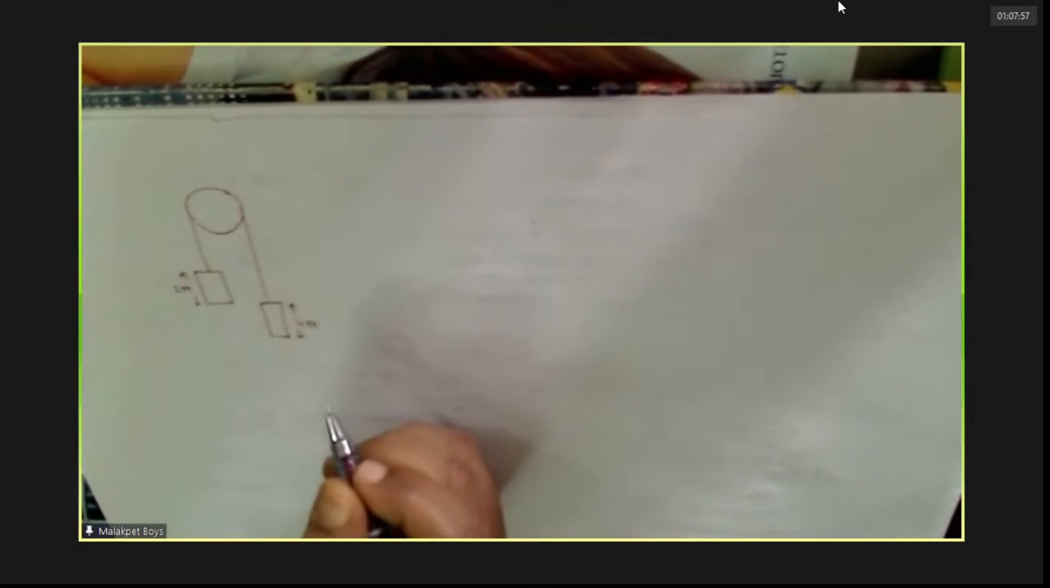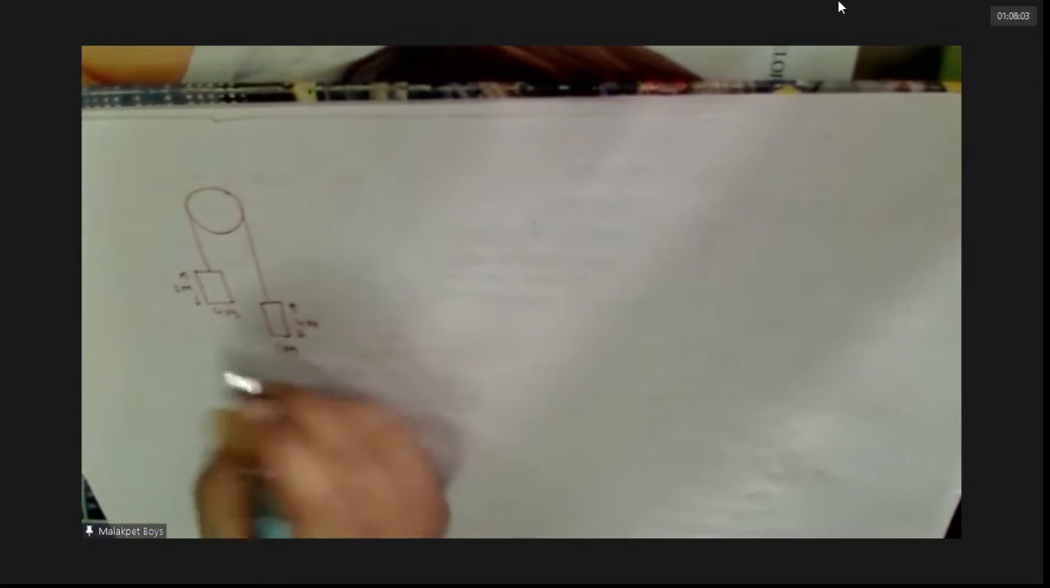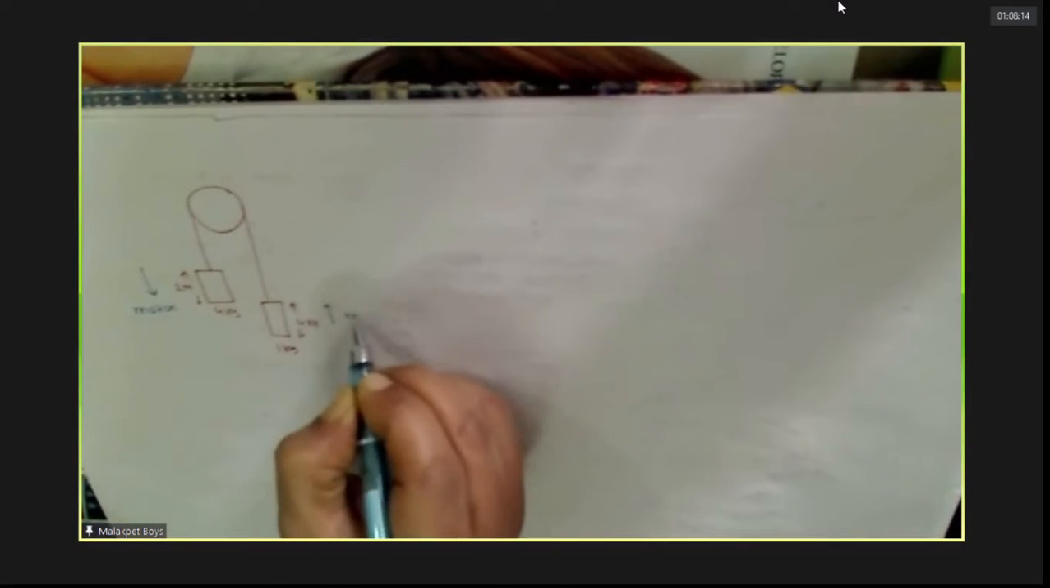This is 2 meters, no? They cross each other. Which is heavy? This is 4 kg, no? That is 4 kg, 1 kg. This is heavy, no? So this moves down. This is the motion of the heavier block. This is the lower block.